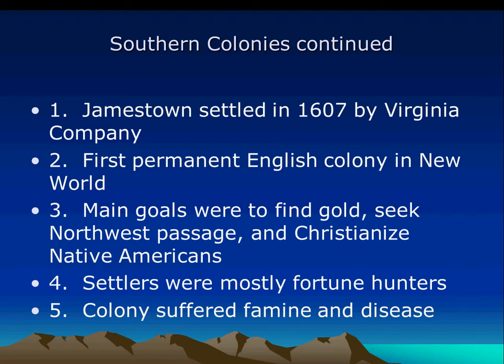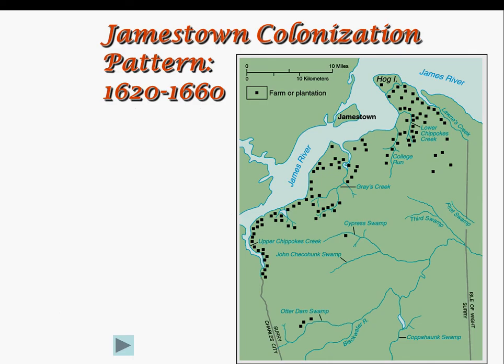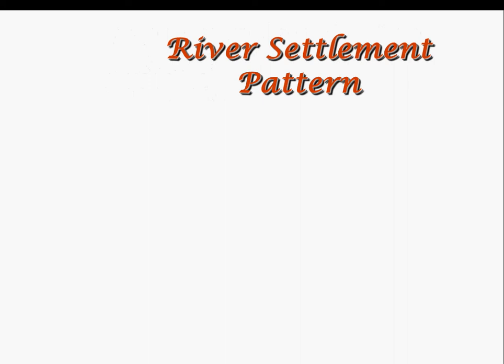The colony didn't do very well initially. Famine and disease wiped out a lot of people. In fact, the ratio was probably 8 out of 10 people died, somewhere in there. So the success rate of living very long wasn't very good.